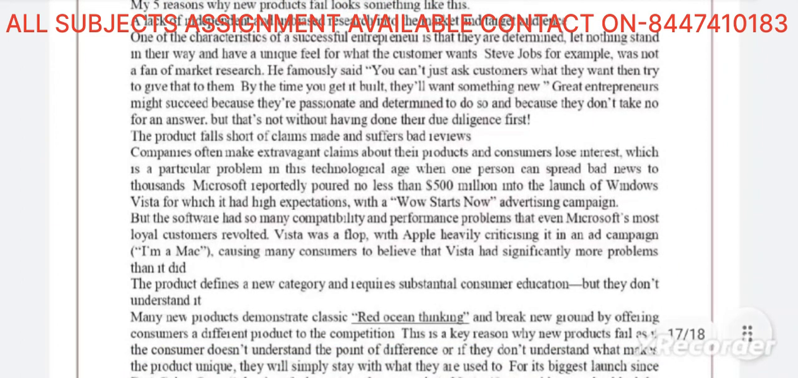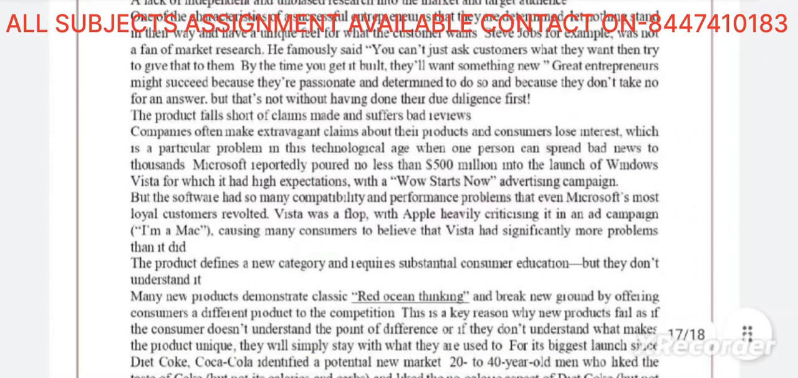Great entrepreneurs might succeed because they are passionate and determined to do so, and because they don't take no for an answer. But that's not without having done their due diligence first. The product falls short of claims made and suffers bad reviews.